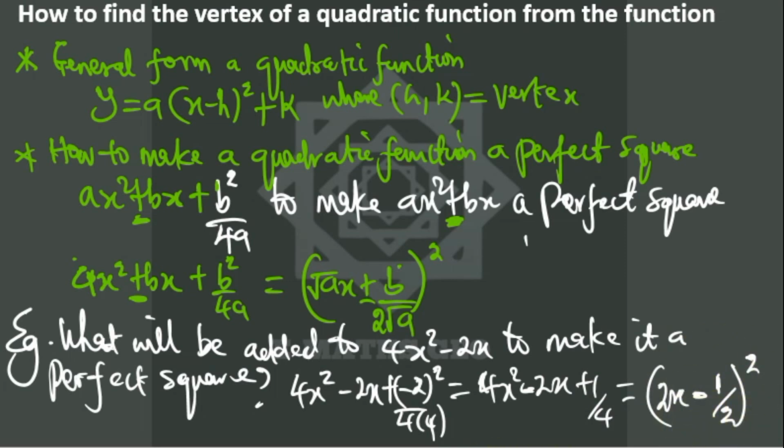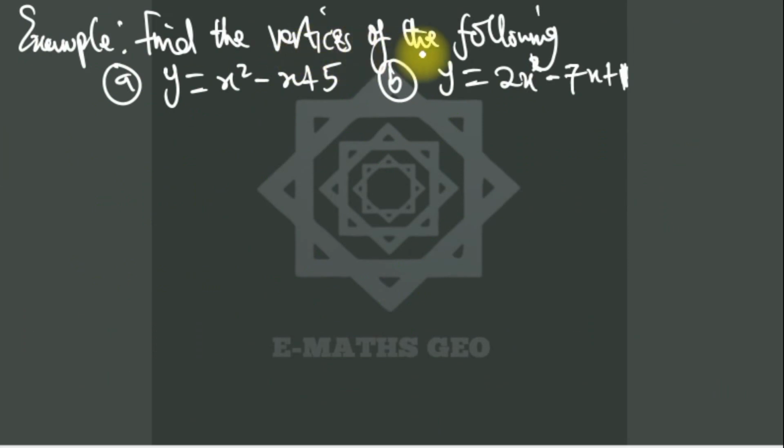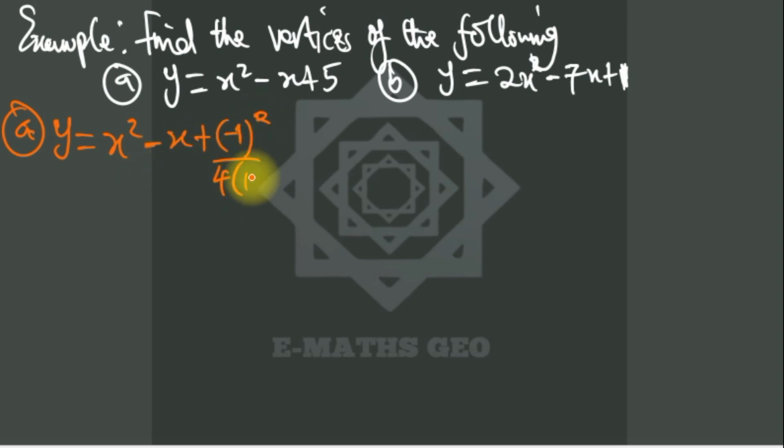So let's look at this question. That's the actual question now. We're asked to find the vertices of the following. So the first one, we need to add, because I want to make x squared minus x a perfect square, so I'll add minus 1, because my b is minus 1 here, over 4 times 1.